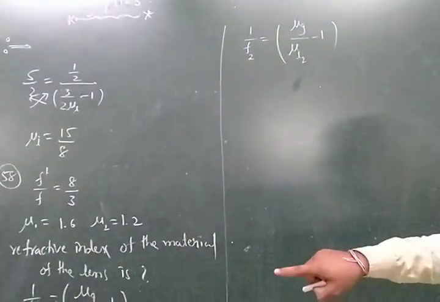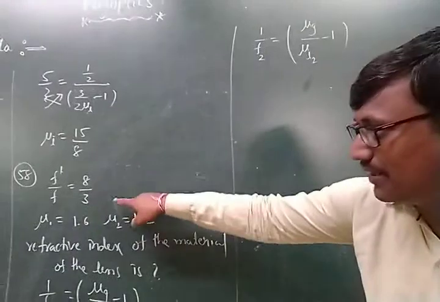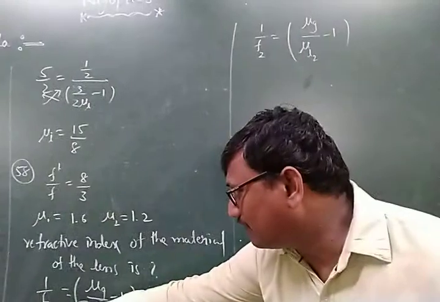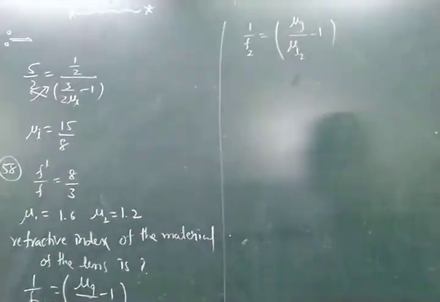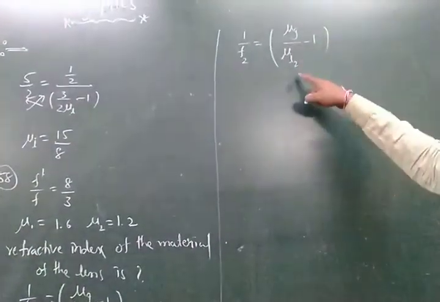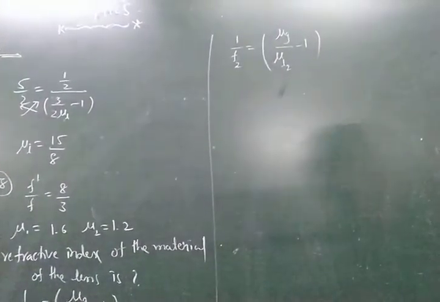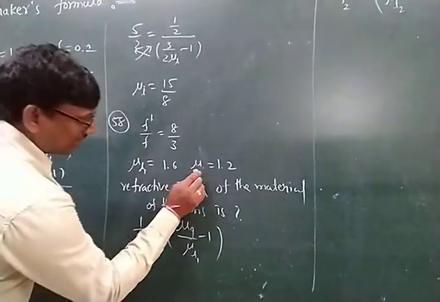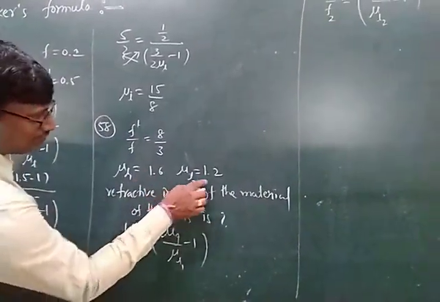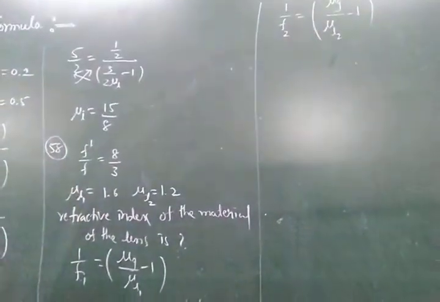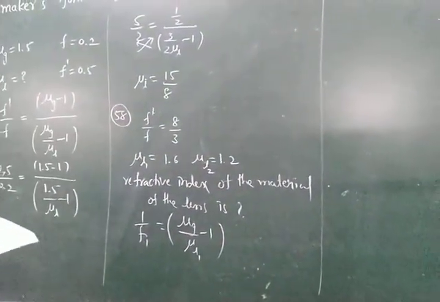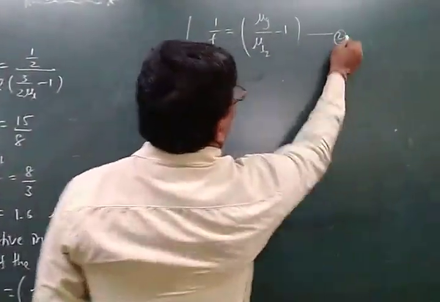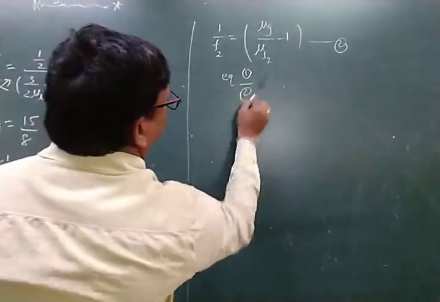See here, the ratio of the focal lengths f1 by f2 is given as 8 by 3, and 1 by f1 is equal to (nu g by nu L1 minus 1) and 1 by f2 is equal to (nu g by nu L2 minus 1). The refractive index of liquid 1 is 1.6 and of liquid 2 is 1.2. Then we take equation 1 divided by equation 2. This is equation number 1 and this is equation 2.